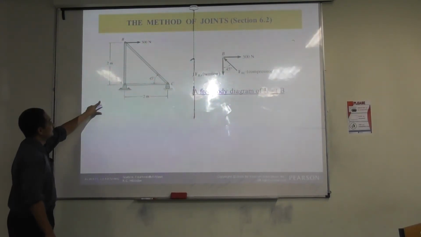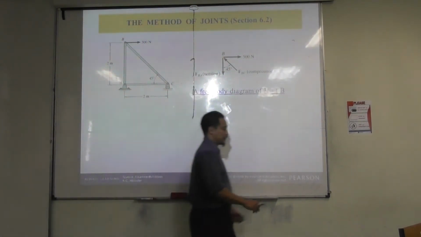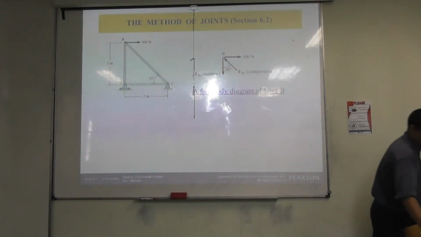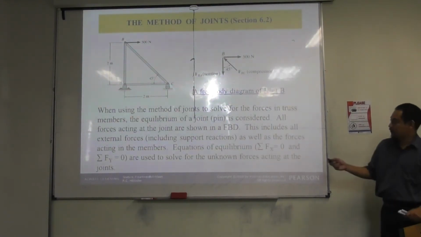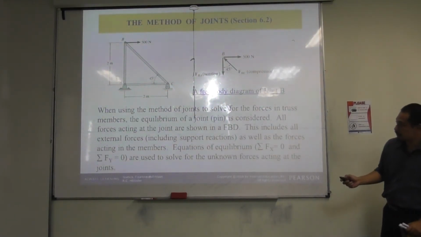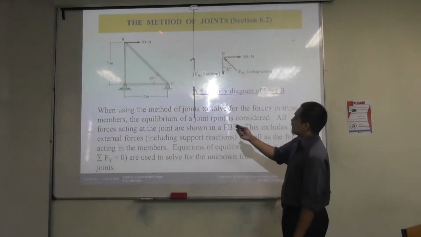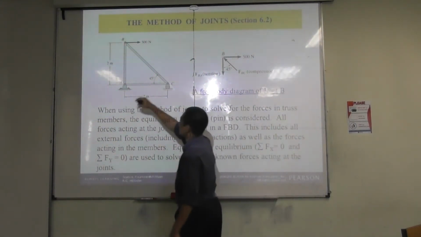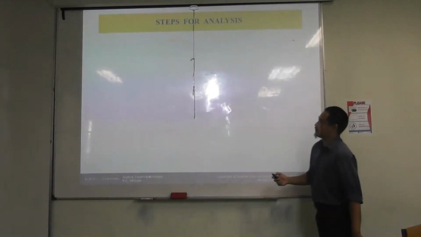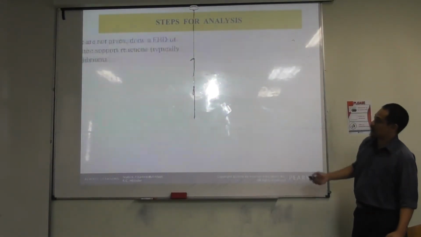Okay, so the method of joint, basically you draw your free body diagram as such. We will go to the steps first, and then you apply summation of Fx and summation of Fy. Now, the method indicates that we actually focus on the joint. So we'll cover the steps first, and then we'll go back to that example.